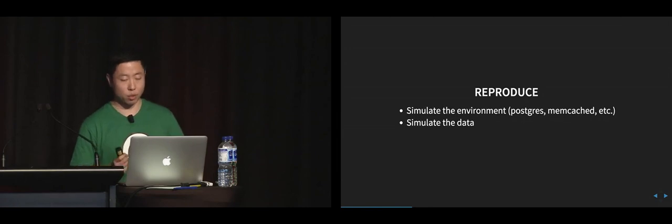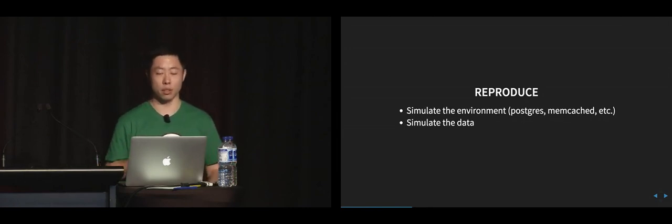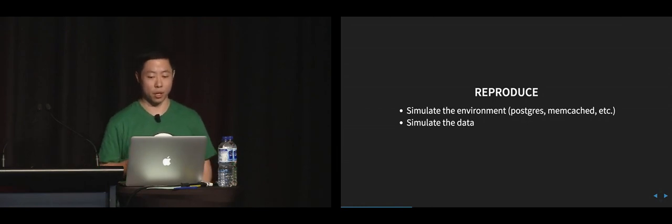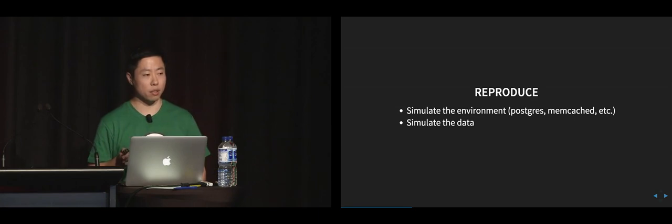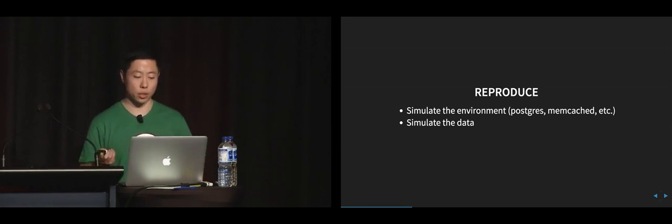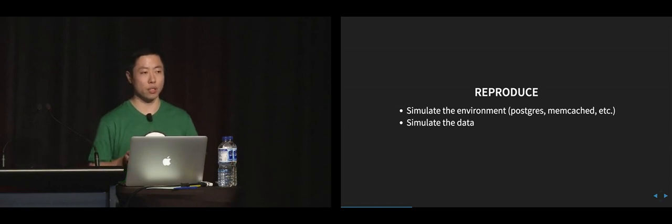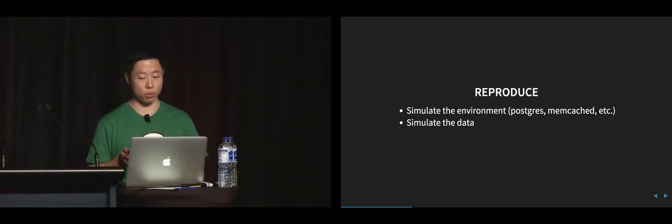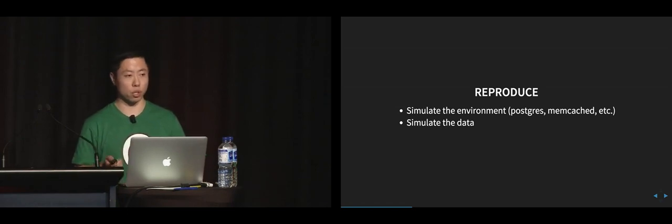After you find the performance bottleneck, you need to reproduce it locally. You should simulate the environment and install the dependencies like Postgres, Memcached, Redis, etc. You also need to simulate the data on production, because that is the key to reproducing the production user load.